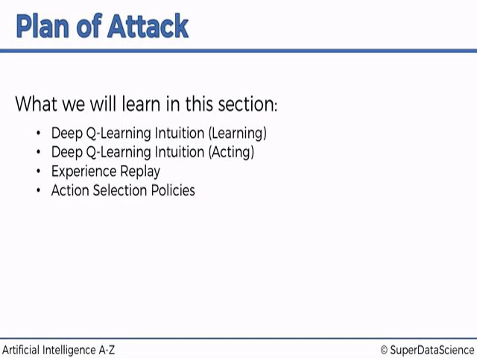And then we're going to talk about action selection policies. We're going to talk about how deep Q learning agents are able to combine exploration with exploitation. So once they've found something, a good approach, they can use that approach, but also they need to explore so that they don't get stuck in a local maximum.